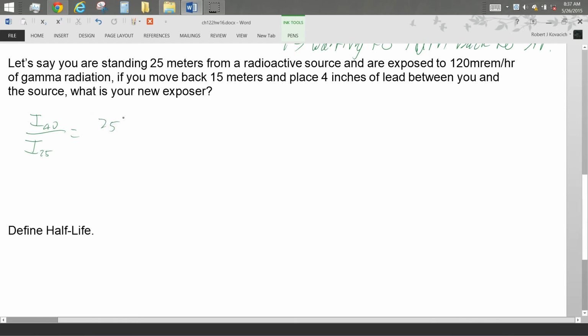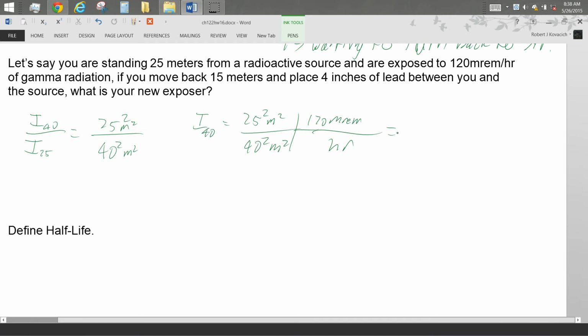So then on this side, it's 25 squared meters and 40 squared meters. And so if I do that, oops, I'm not done. If I move that intensity at 25 over to the other side, I get intensity at 40 meters is equal to 25 meters squared over 40 meters squared, times the intensity at 25, which was 120 millirem per hour. So I get 120 times 25 squared divided by 40 squared. And I get 46.9 millirem per hour.